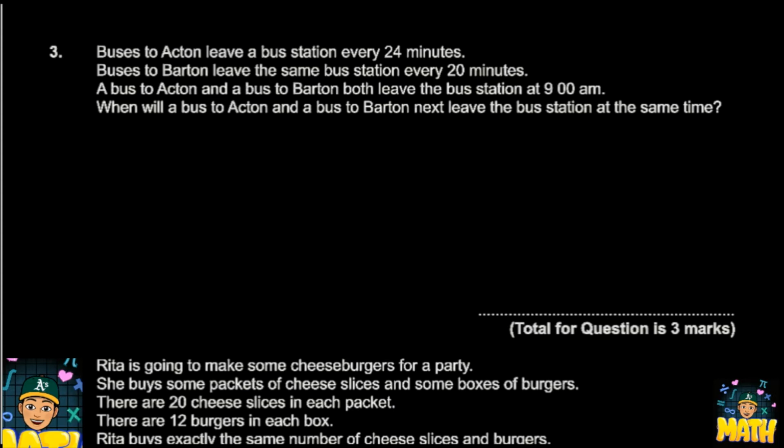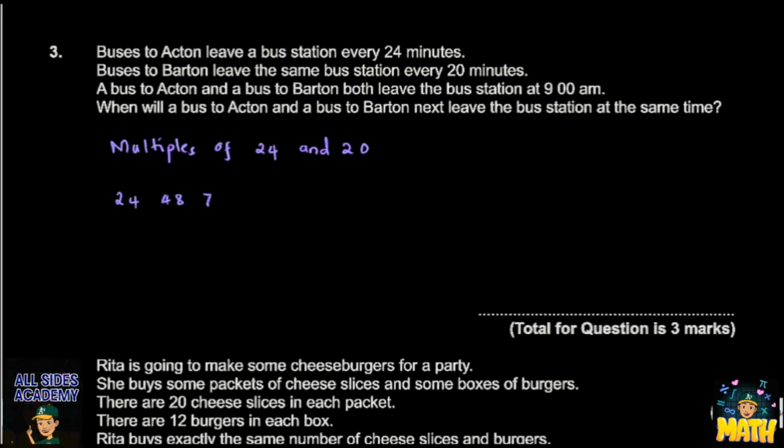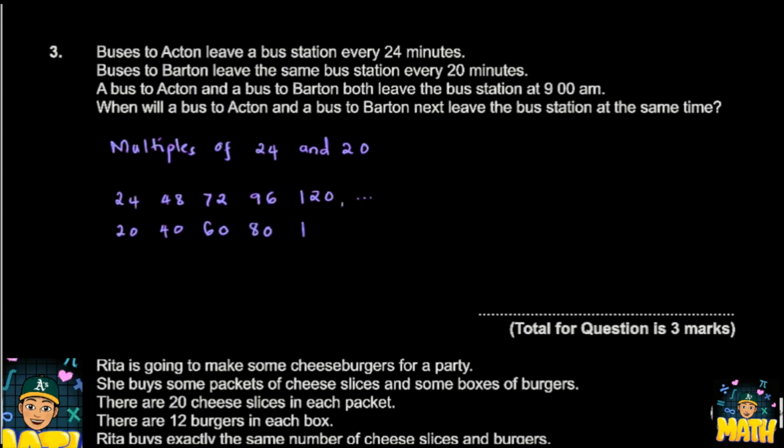So in this case, we are still going to consider the multiples of 24 and the multiples of 20. So multiples of 24 are 24, 48, 72, 96, 120, and so on. And then multiples of 20 are 20, 40, 60, 80, 100, 120. All right, there we already have a common multiple for the two. So we're going to identify that. So that means they will leave the bus station at the same time after 120 minutes.